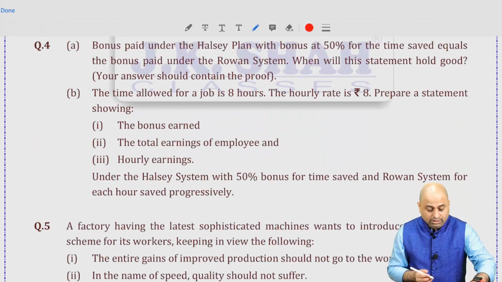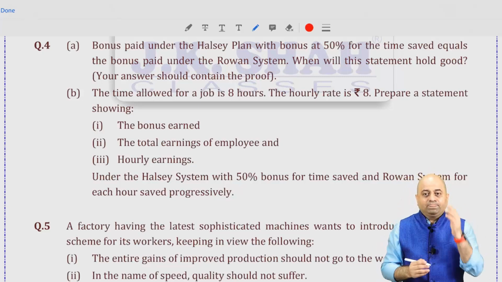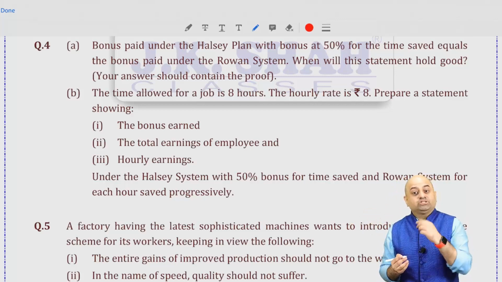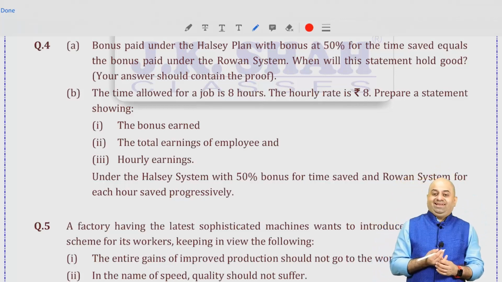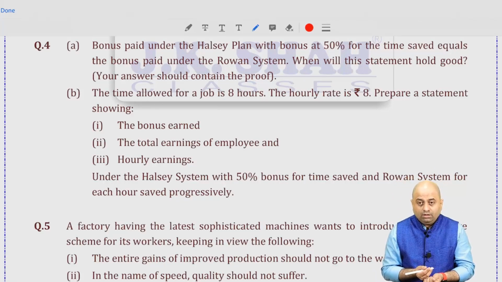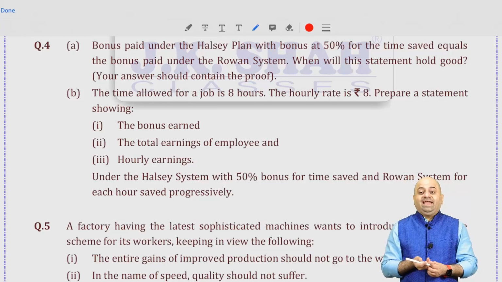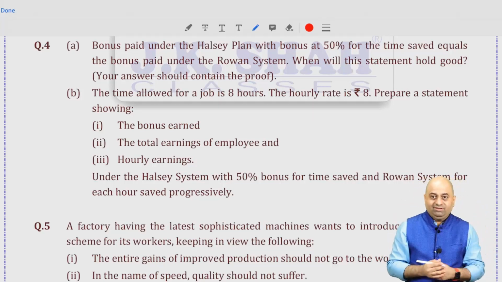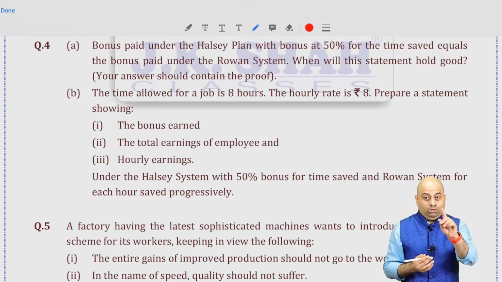Now, I come to question number 4. Fourth question actually gave us the proof where HELSI and rho 1 as a bonus system will give same bonus. We did a small proof and we came to realize that HELSI and rho 1 will give us same bonus when time taken is 50% of time allowed. That was about it, my dear friends. That was the point in fourth question.